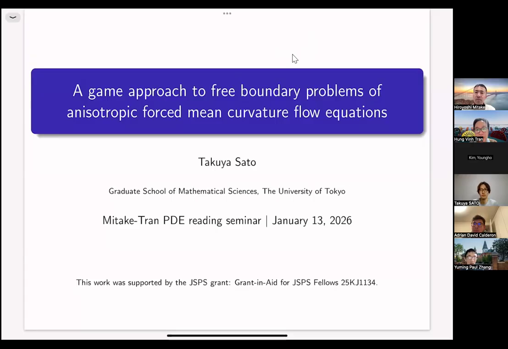Today we have Takuya Sato, who is currently a PhD student at University of Tokyo. He is talking about a game approach to free boundary problems of an isotropic force mean curvature flow equations.